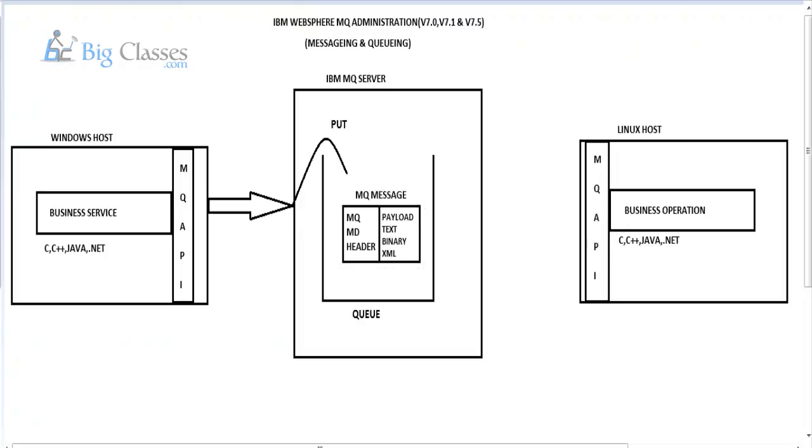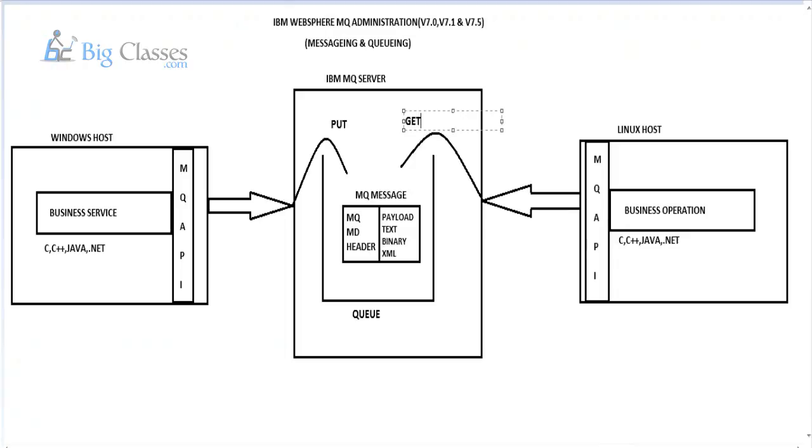The other end application is available online. It connects to the IBM MQ server. It gets data from the queue. Get is nothing but read. On the MQ server, major operations are put and get. An application deposits data as messages in the queue. An application draws the data from that queue.